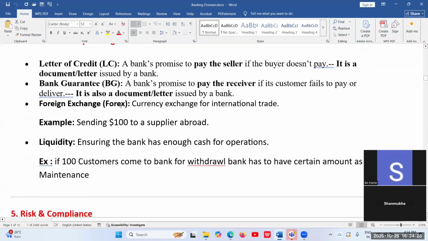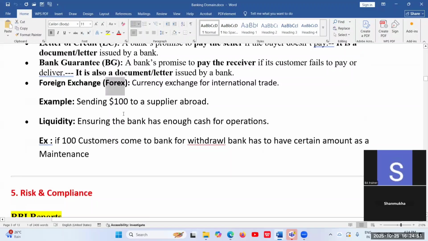And next we have Forex. The abbreviation of Forex is foreign exchange. When we go to abroad cities, we do foreign exchange, changing our Indian currency into foreign currency or vice versa. That part is called foreign exchange. We also call it Forex.